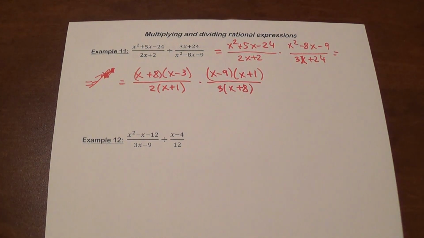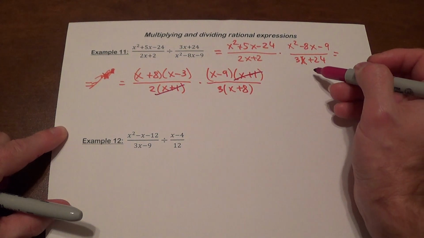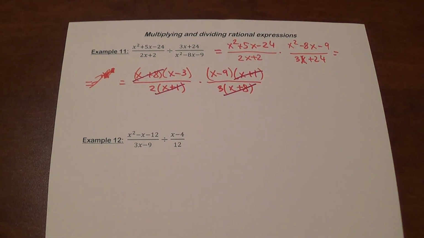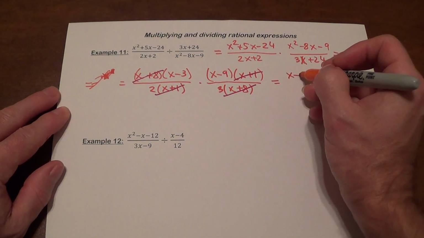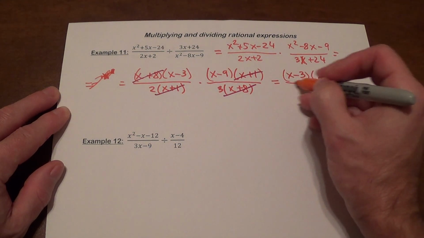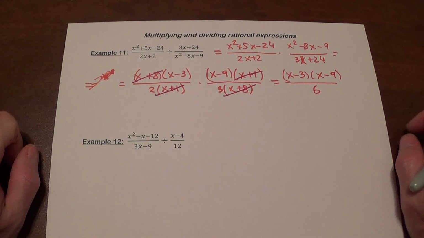And now we're going to go through everything and see what factors are going to divide. So x plus 1 and x plus 1, x plus 8 and x plus 8. I don't see anything else, but again, we will double check once we get to our next step. So x minus 3 is left, x minus 9 is left, and the denominator is going to have 2 times 3, which is 6. There is nothing else we can do here.